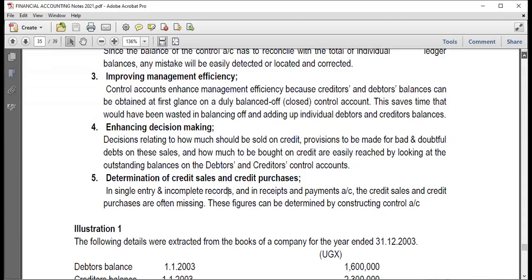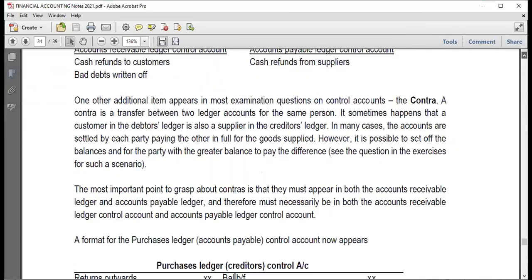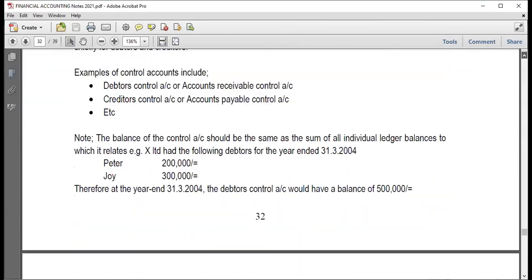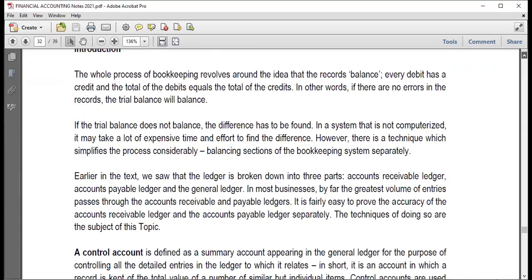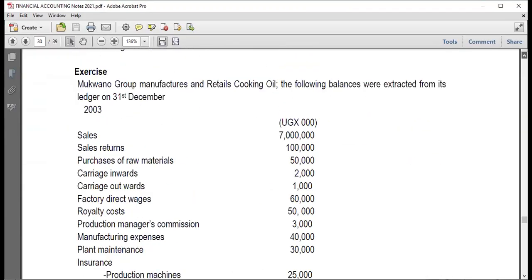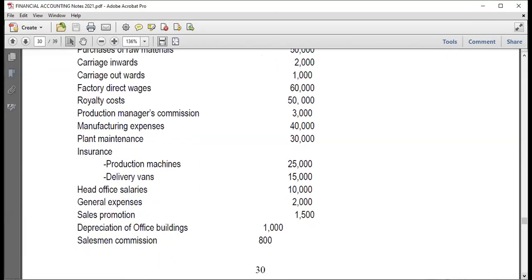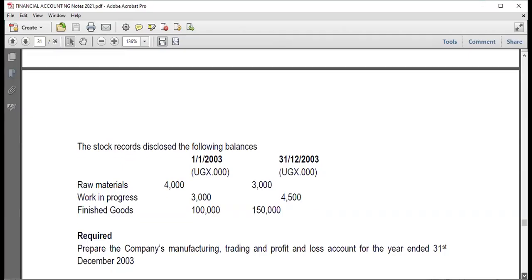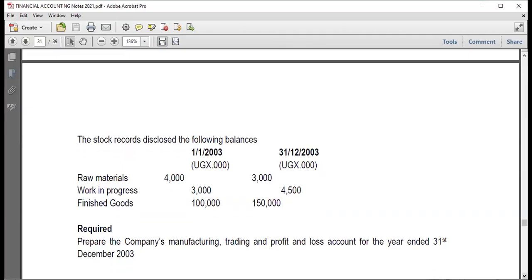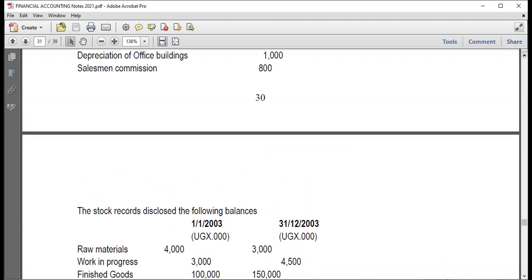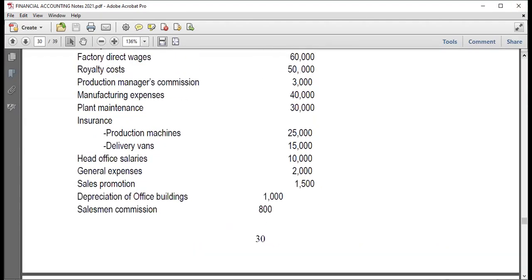Make sure that you try out this exercise on manufacturing accounts, okay? This question, and share your solution on the WhatsApp group, okay? Let's see how we can read together on the WhatsApp group. Make sure in case you come across a question, share it on the WhatsApp group and let other people know so that maybe they can help you with the question, okay?